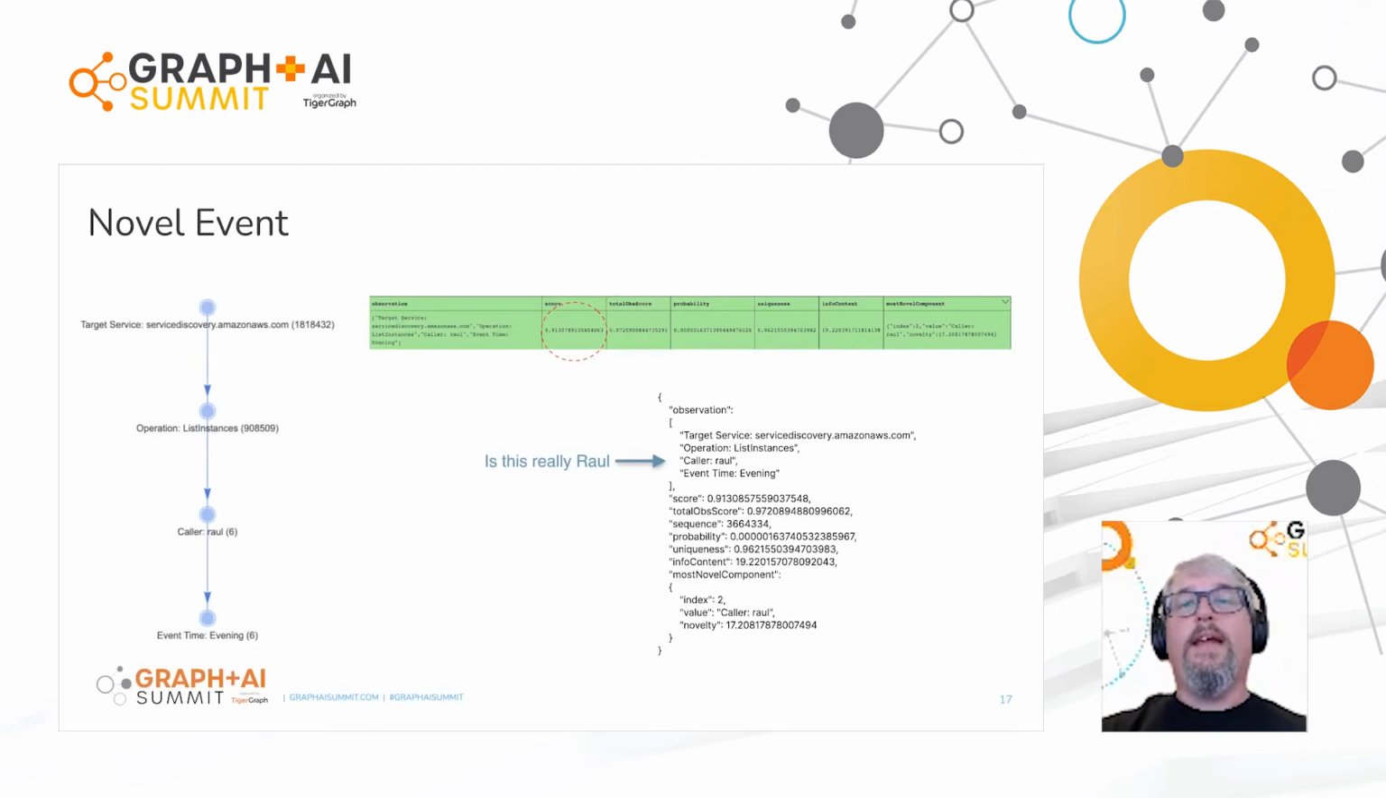Now here's something, a truly novel observation. Novelty Detector gave this observation a score of 0.91, indicating that this is a very interesting observation in the log file. The closer to 1 the novelty score is, the more interesting the observation is to us. In this event, the more interesting component in the observation was that Raul called the list instances operation in the evening. This is very unique in the sample set of over 900,000 list instances observations. This leads me to believe that there may be something up with Raul's account.